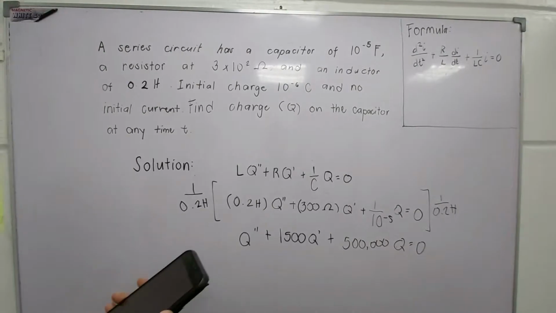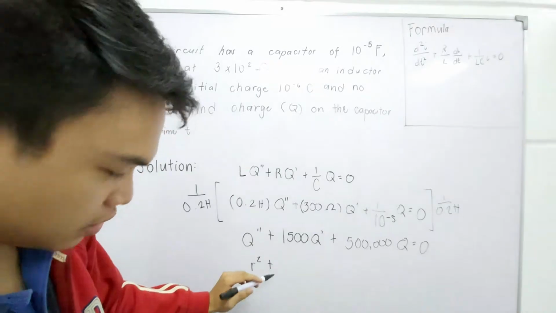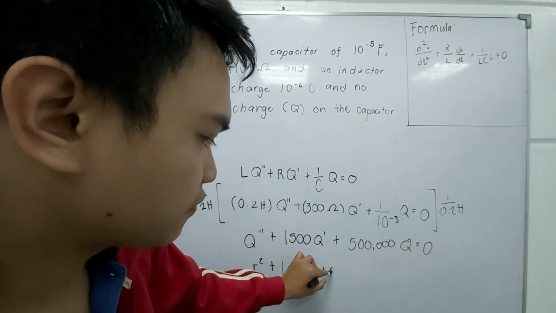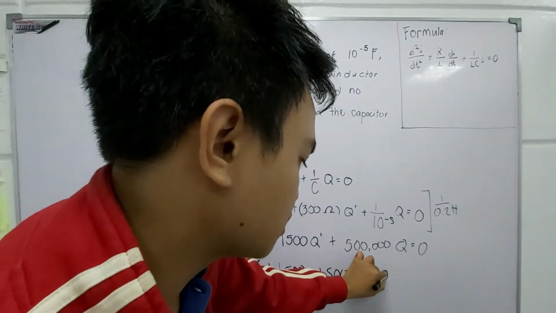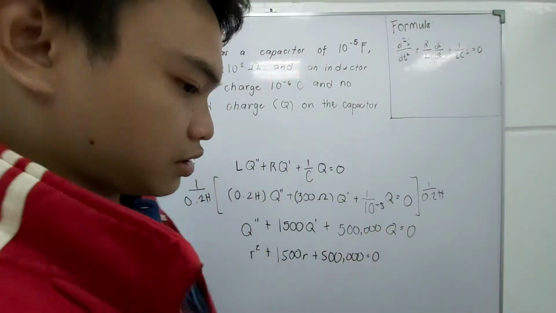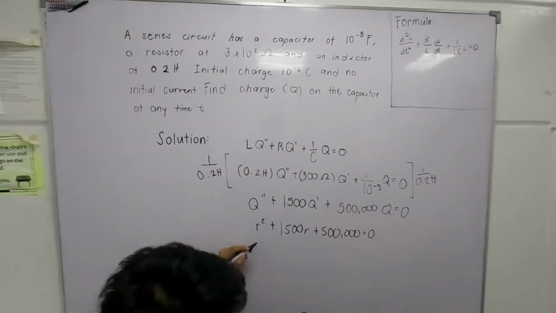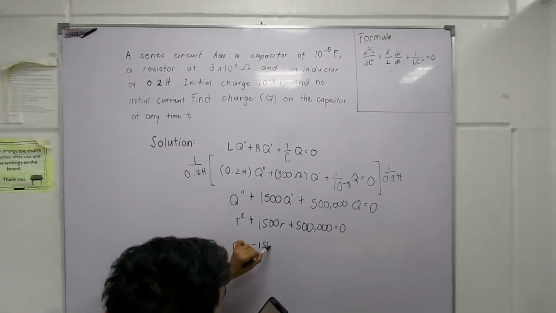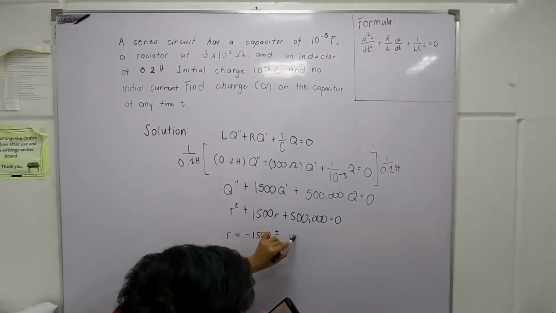and r squared plus 1,500 r plus 500,000 goes to 0. Okay, let's find the roots. In order to get the roots, we will use the quadratic formula. The formula is r is equal to negative 1,500 plus and minus the square root of 1,500 squared.